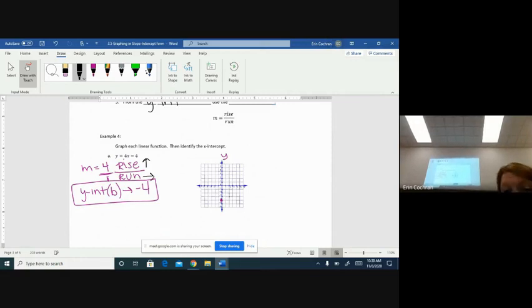So from -4, can you guys count up 4? Where does that put me when I go up 4? 0, and then I'm going to go right 1. Can I do it again? Yep. So go up 4, 1, 2, 3, 4, and right 1. Now I have 3 points. Can I draw my line with arrows?